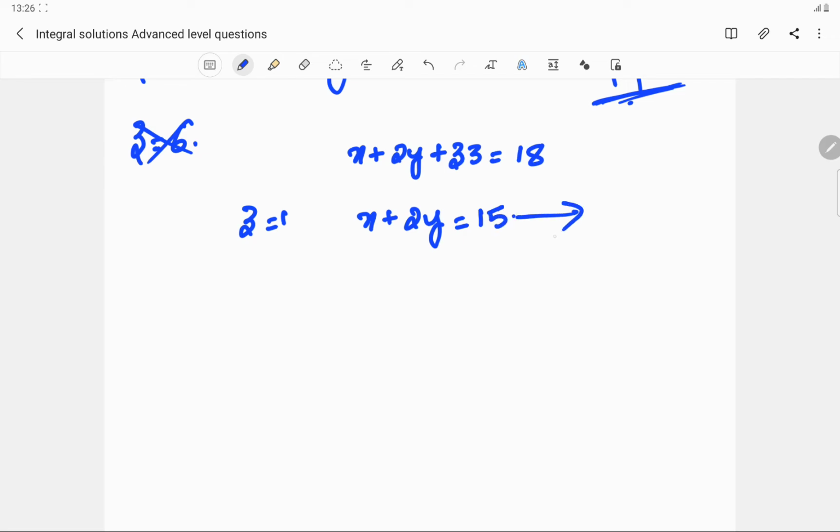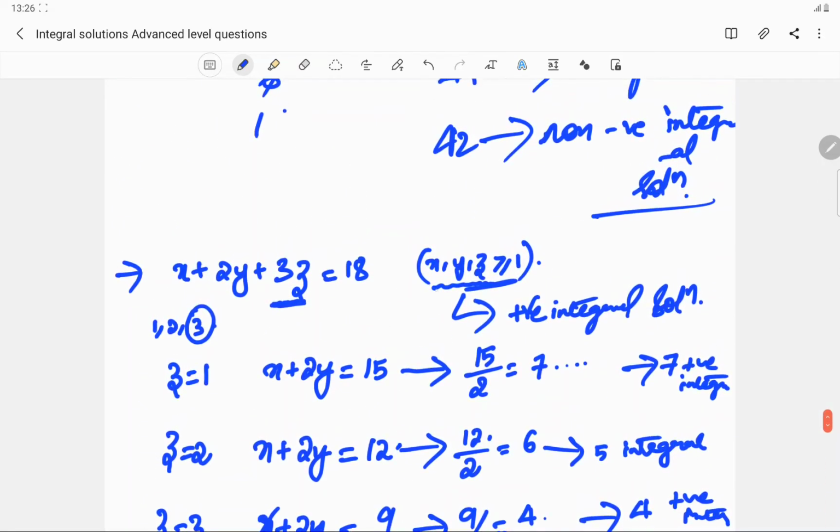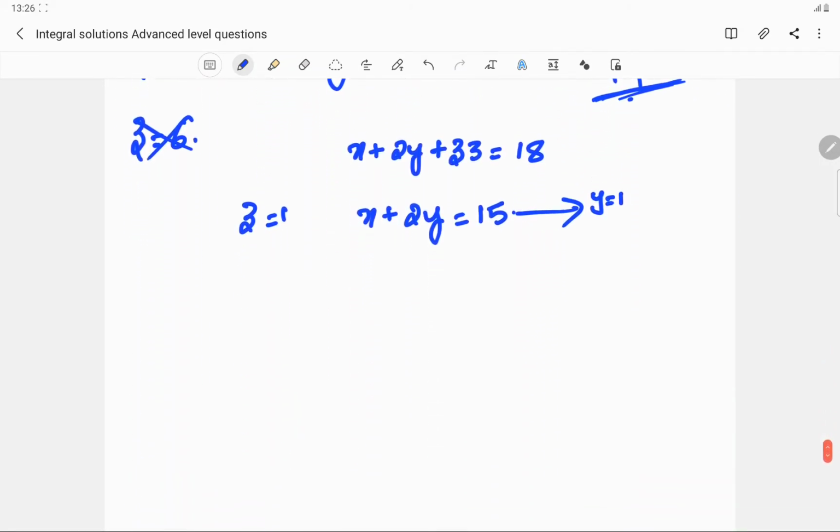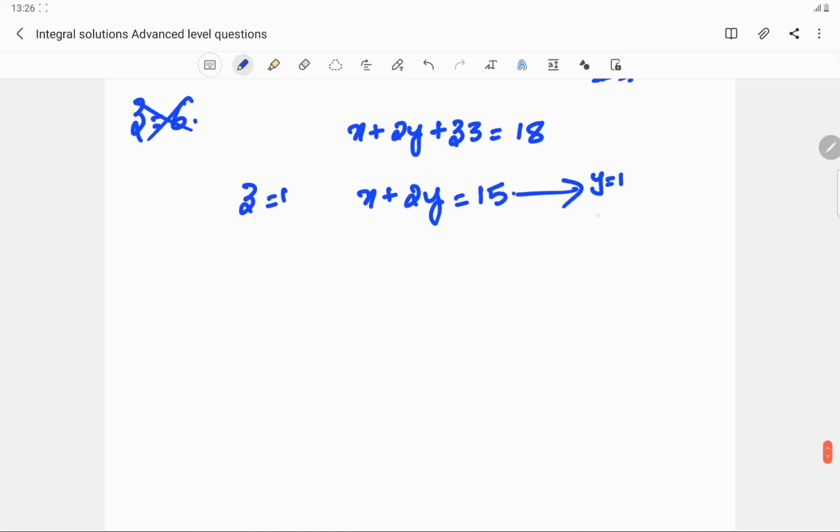So if we look at this equation, minimum value of y is 1, because it is given in the question that x comma y comma z are greater than or equal to 1. So minimum value of y is 1, so maximum it can take is 7. It cannot go beyond 7. If it is 8, we are going to get x as negative. If it is 7, we are going to get x as 1. So these are all the possible cases, so there will be 7 possible cases.